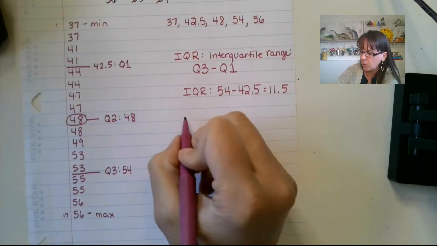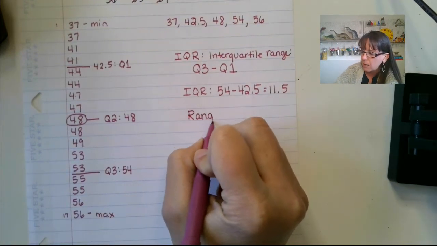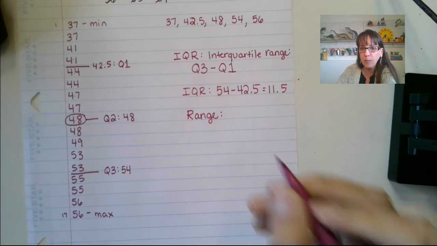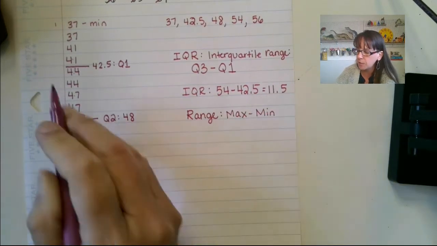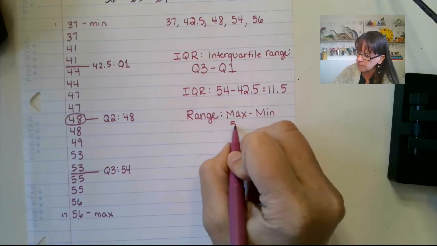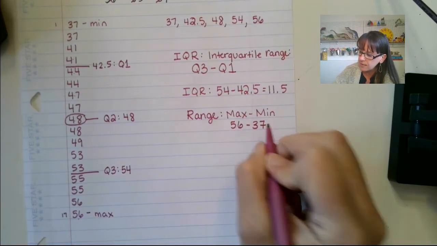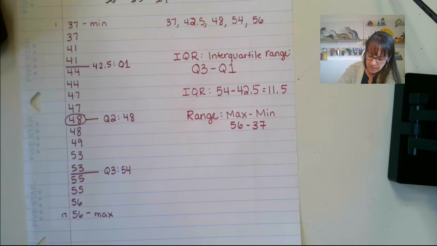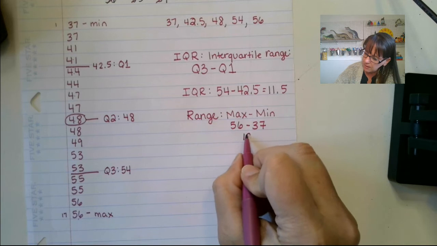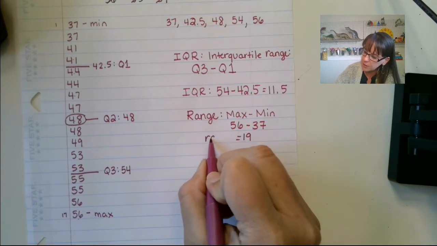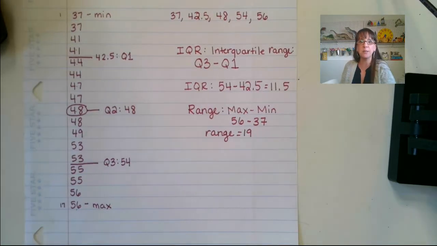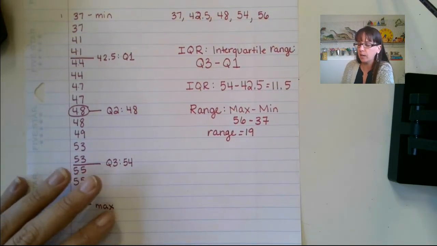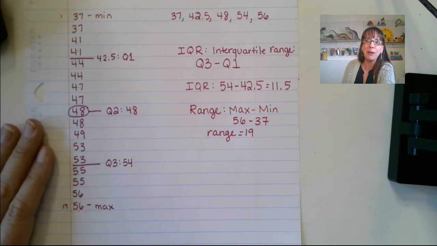The other thing that we need is our regular range. Our regular range is just taking the maximum minus the minimum. So our maximum is 56 minus 37. So 56 minus 37, we end up with 19. So our range is 19. Awesome. All right, guys, so this is what we're going to do for our box and whisker plot.